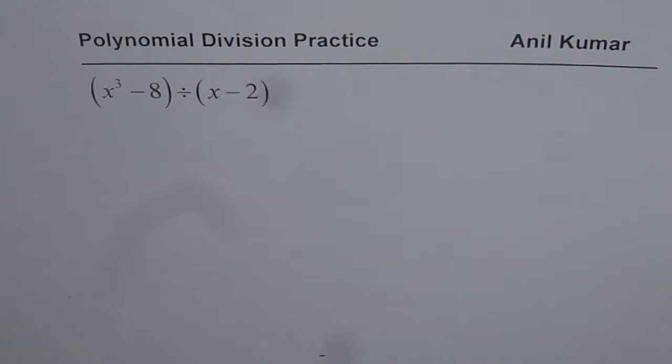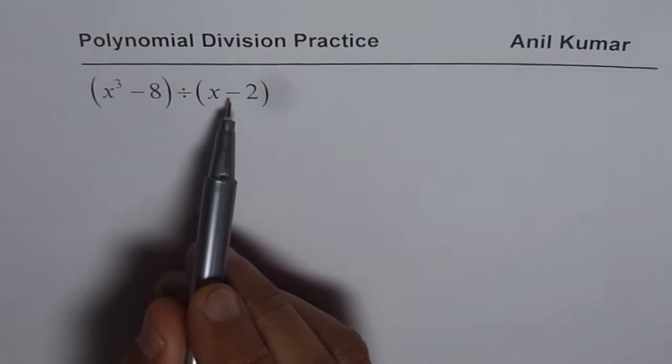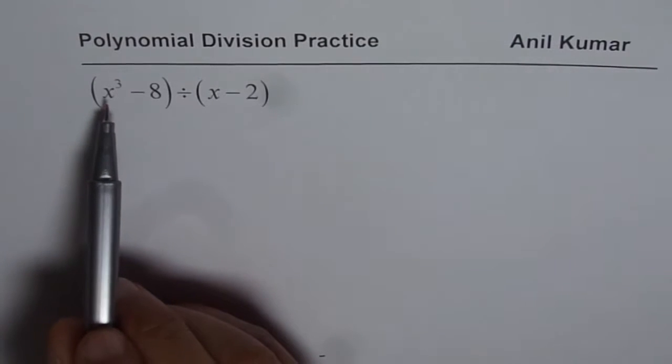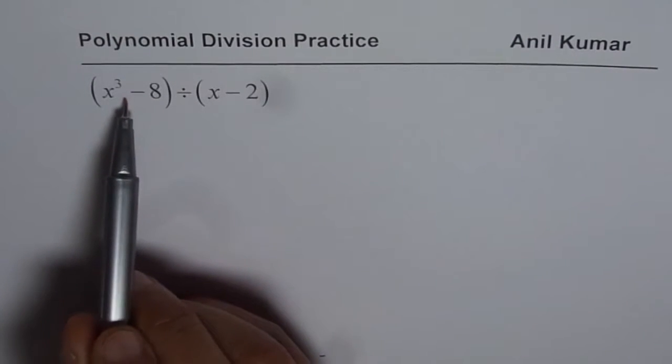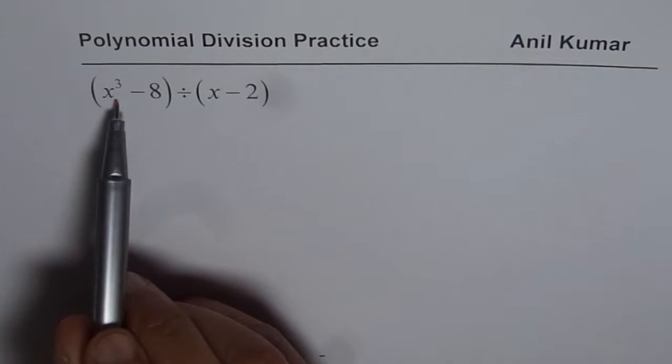While we do this division, I will try to explain, and I hope you will get the concept of how we place the placeholders. Okay, so let's divide x cubed minus 8 by x minus 2. We can clearly see that some terms in the middle are missing between x cubed and 8, and their powers should be x squared and x, right?